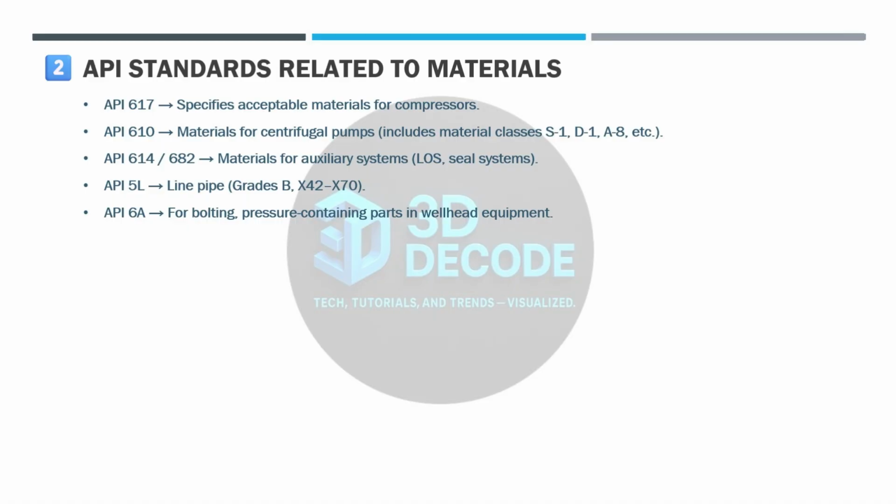API standards related to materials. Now let's look at the API standards that govern material selection. API 617, materials for compressors. API 610, pump materials with material classes like S1, D1, A8. API 614 and API 682 for auxiliary systems such as lube oil and seal systems. API 5L, line pipes, grades B through X70. API 6A, materials for bolting and pressure-containing parts in wellhead equipment.